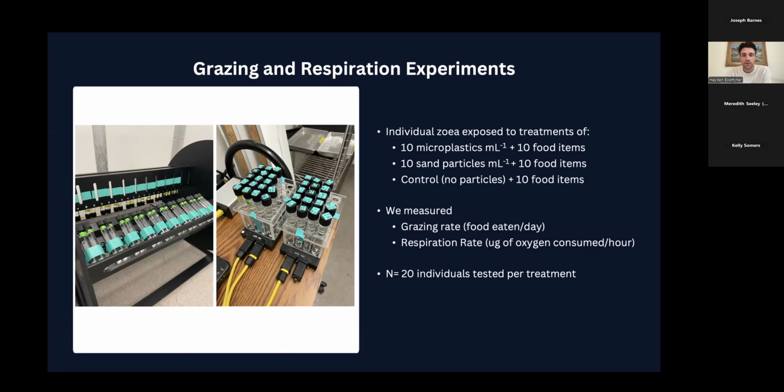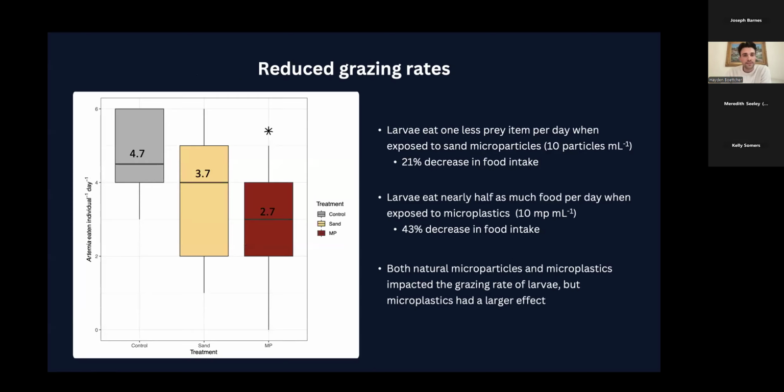And in each treatment, we gave the individual zoea 10 prey items. So 10 artemia that they could eat ad libitum. And we measured how many food they ate in a 24-hour period, and also the respiration rate, the oxygen consumed per hour. And so the respiration rate is just a way to get at their physiology or their metabolism, what is actually going on, how much energy are they spending. And so here we did 20 individuals per treatment, and we got some pretty interesting data out of this.